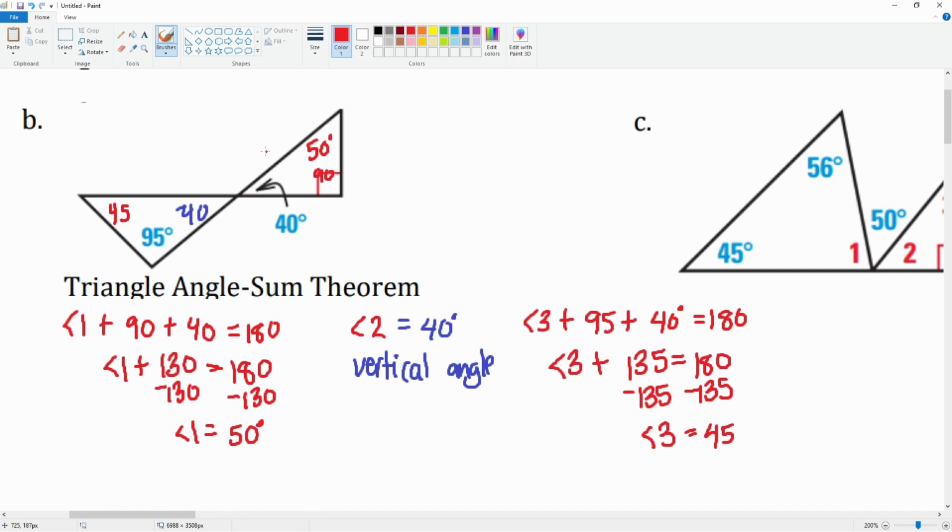All right, so make sure all the values here are less than 90. All right, 40, 45, and 95, that all works. 50, 90, and 40, that also works.